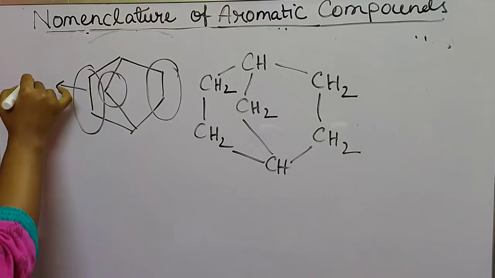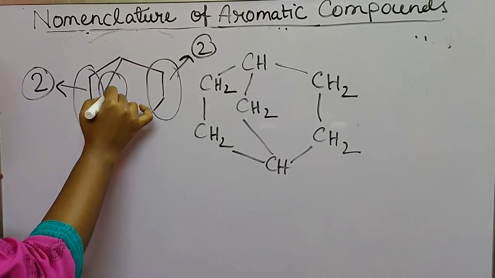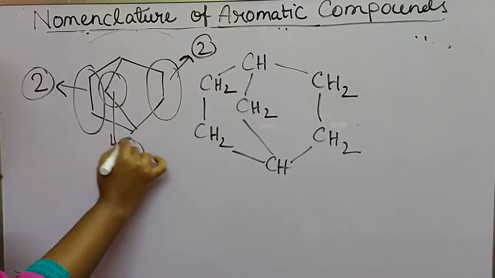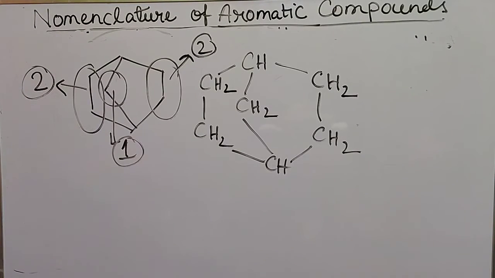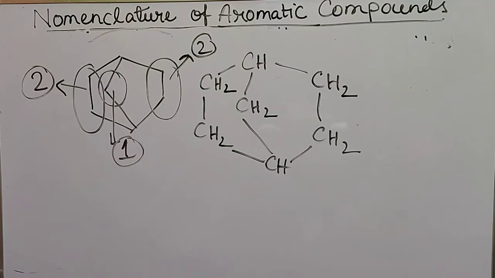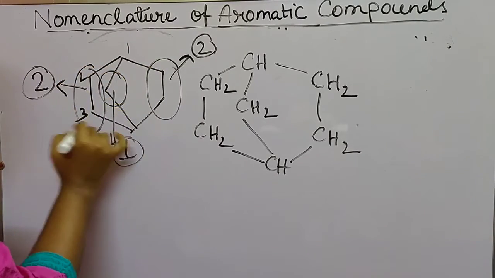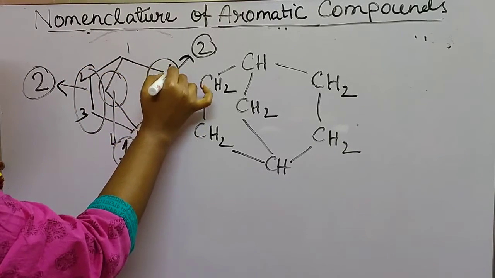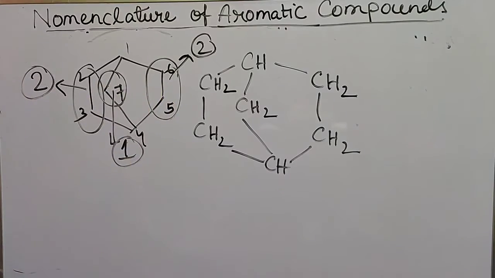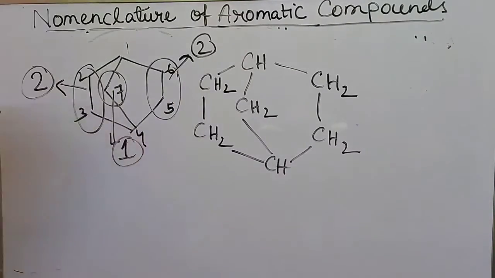Okay, so here it contains 2 carbons, it contains 2 carbons, and in the bridge part there is only 1 carbon. Okay, so first of all you have to count how many carbons are present here totally. So how many carbons are there? 1, 2, 3, 4, 5, 6, 7. So totally 7 carbons are there. So 7 carbons means it will be named as heptane.